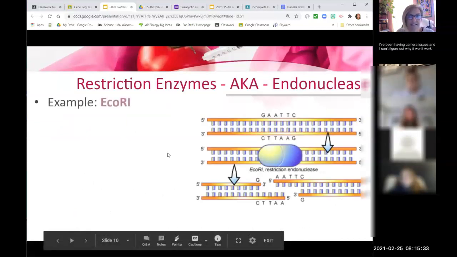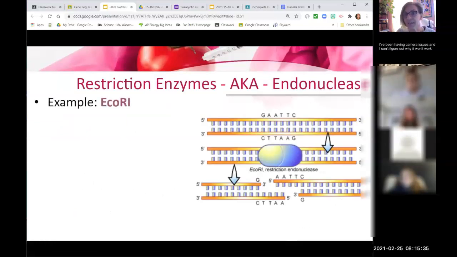So our restriction enzymes are also called endonucleases. You'll see it called either way. We're going to work more with restriction enzymes. They have names. Usually the first part tells you what organism it comes from. So E. coli is a very common one, refers to E. coli.